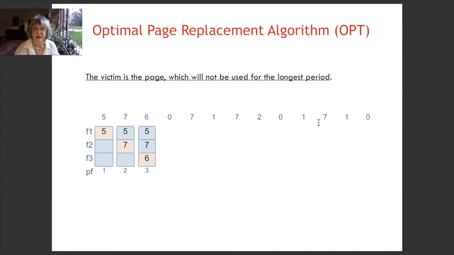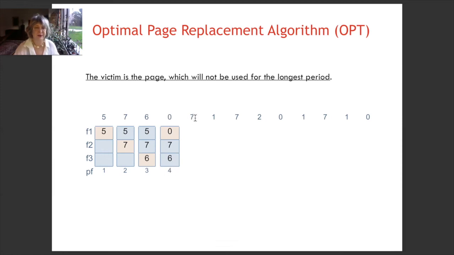Here we are checking: 5 is not going to be used in future. 7 is to be used here in the near future. 6 is also not going to be used in future. So we can choose either 5 or 6 as the victim. And let's choose the first one. So this is the victim to be removed from the memory. So 0 is loaded into that page. This is swapped out and 0 is swapped in. And notice that again, 0 is not in the memory. This is another page fault.